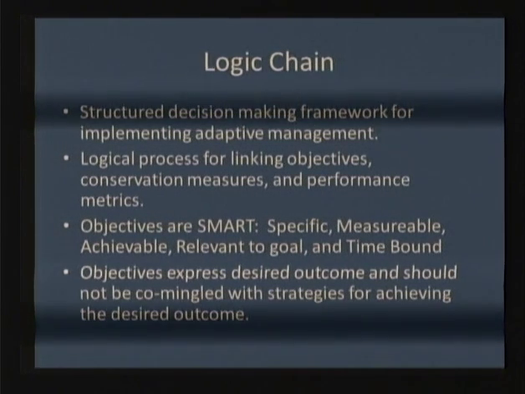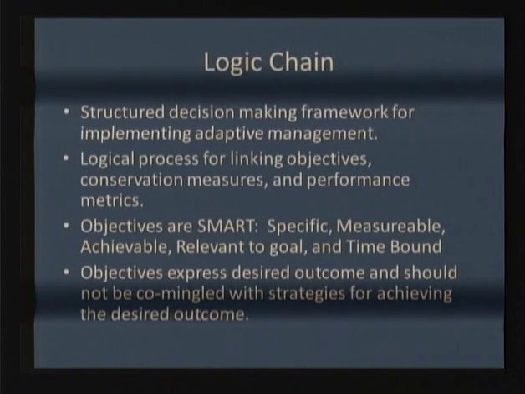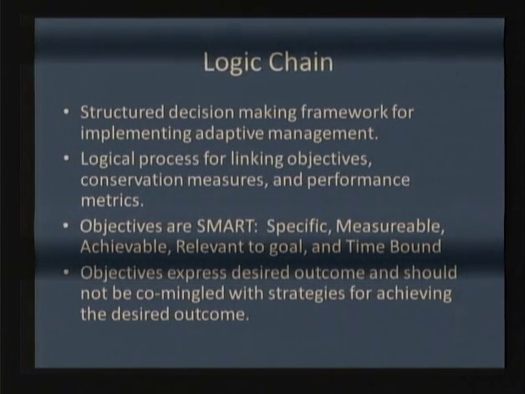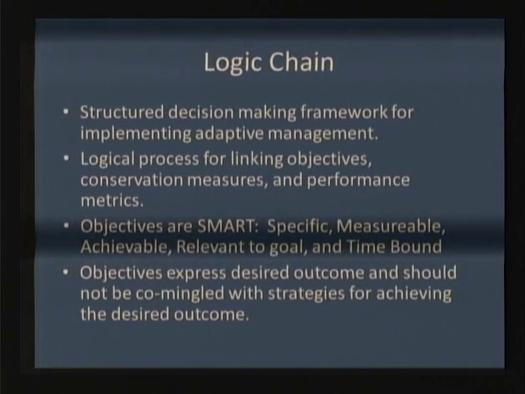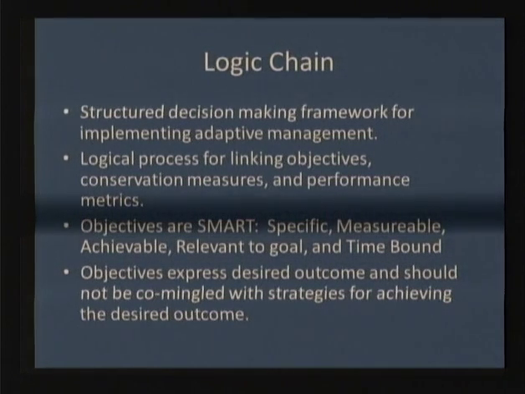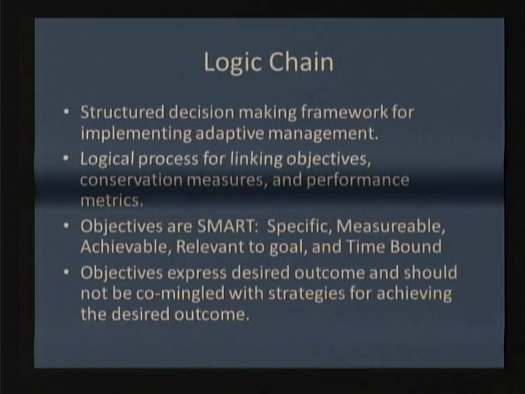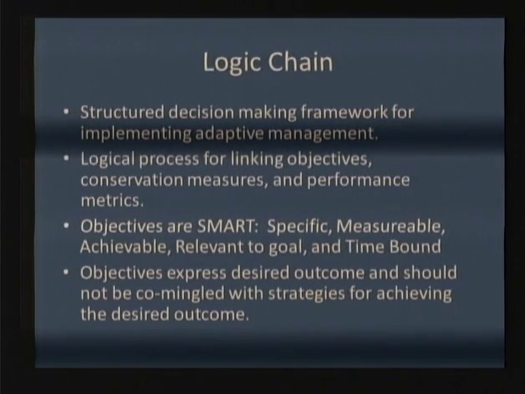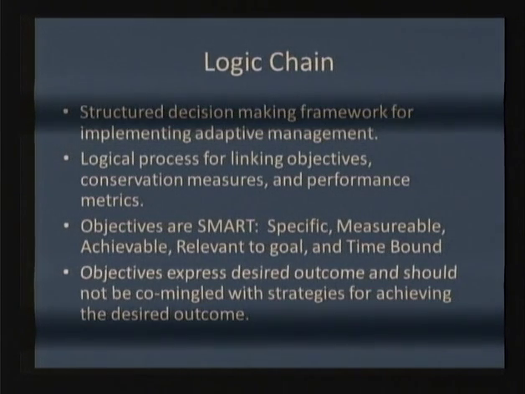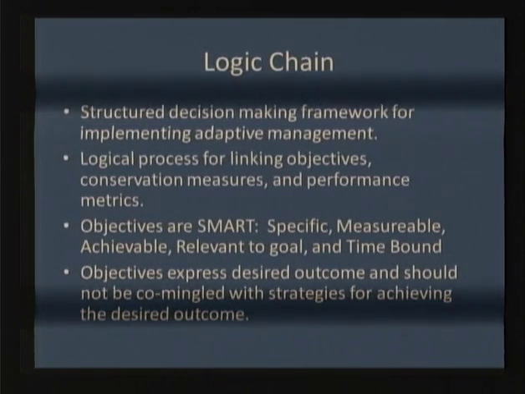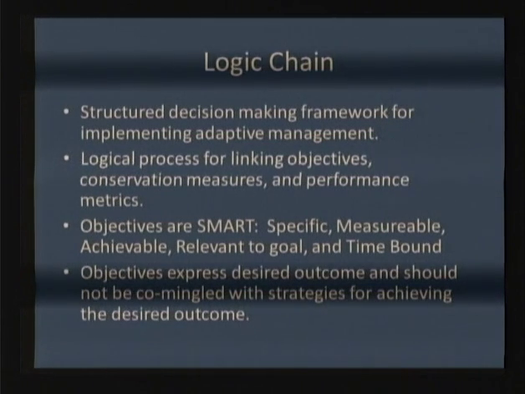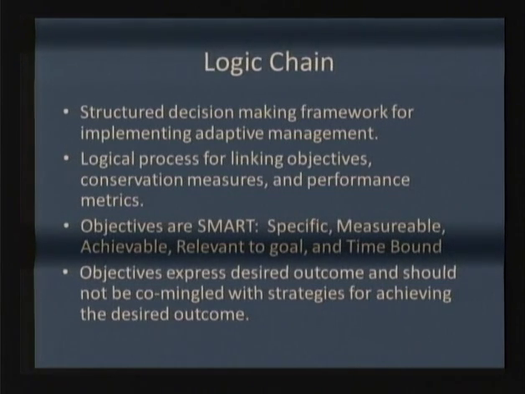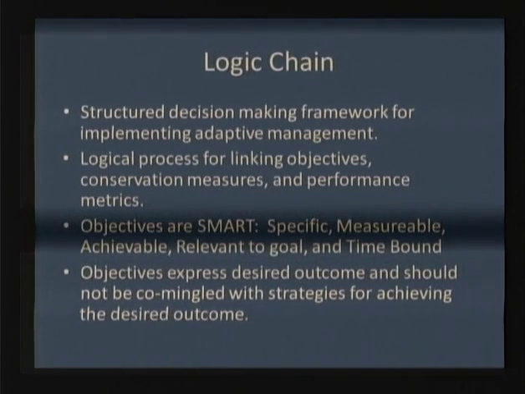And if you have any hope or pretense of doing adaptive management, one of the first things you need to do is have objectives. And we very strongly believe that they need to be specific, measurable, achievable, relevant to the goal, and time-bound. They need to be SMART objectives. And if they're not measurable, you're never going to be able to determine whether you're actually making progress towards your objective. And a very important part of objectives is that they should express the desired outcome and should not be commingled with strategies for achieving the desired outcome. That just creates a lot of confusion.